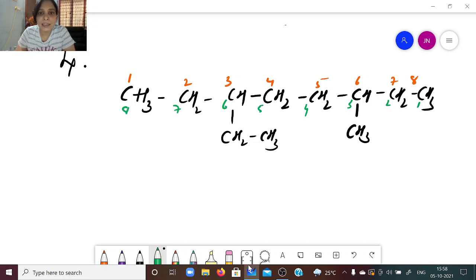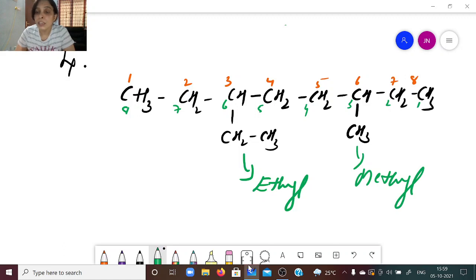So you can see that in the third carbon, there is a branch, that is the ethyl branch, when I count from left to right. And on the sixth carbon, there is a branch, that is the methyl branch. Now, if I'm counting from right to left, the methyl branch is coming on the third carbon and the ethyl branch is coming on the sixth carbon. So actually it is an equivalent position.